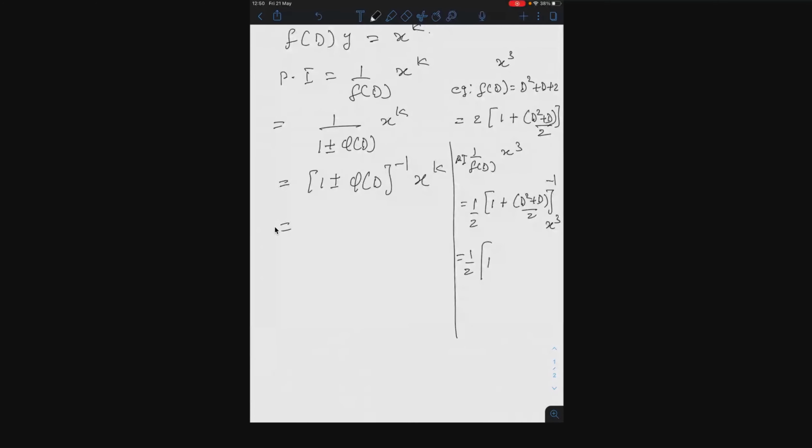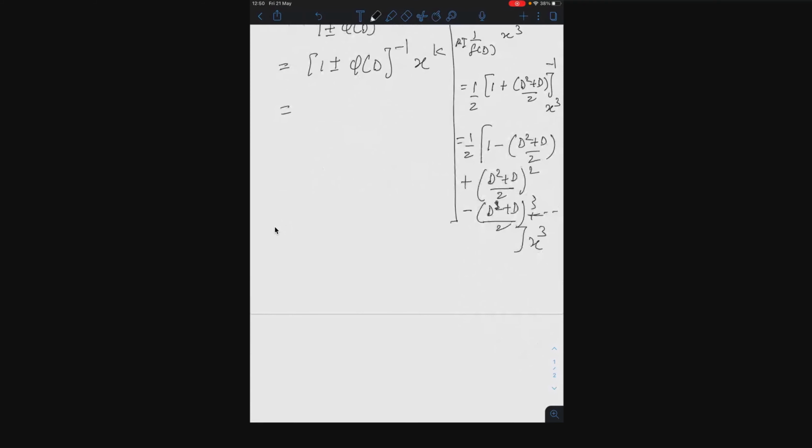1 minus x plus x square minus x cube plus x to the power 4 and so on. So instead of x, what do I have here? It is D square plus D by 2. So D square plus D by 2 I will write. Next term will be its square, that means D square plus D by 2 whole square. Then the next term will be minus D square plus D by 2 whole cube and so on. This is an infinite series. It goes on, on x to the power 3.